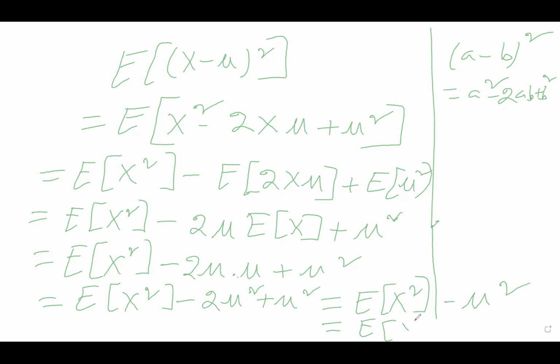So we can simply write expected value of x square minus mu, where mu is expected value of x. So we can write expected value of x whole square. So this is actually the variance of x. We use this formula to calculate the variance. This is the formal definition of variance, and this is actually the calculating formula. We use this formula to calculate the variance of x.